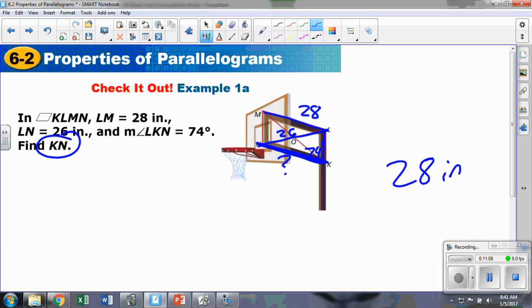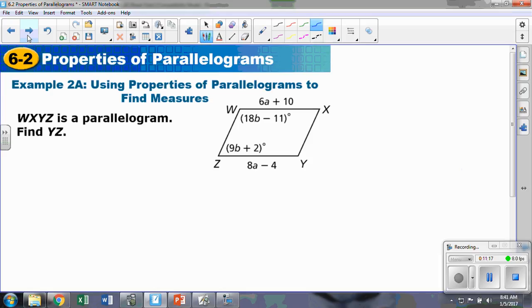And you stop and look at it. That looks like it's a complicated problem because there's a lot of information there. But as long as you recognize the properties, a lot of the work is very simple, very direct. What about here? WXYZ is a parallelogram. Find YZ. Well, what relationship are we going to use?